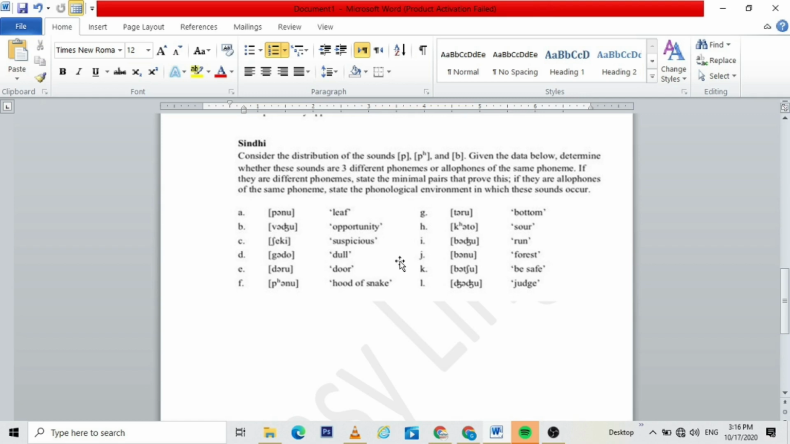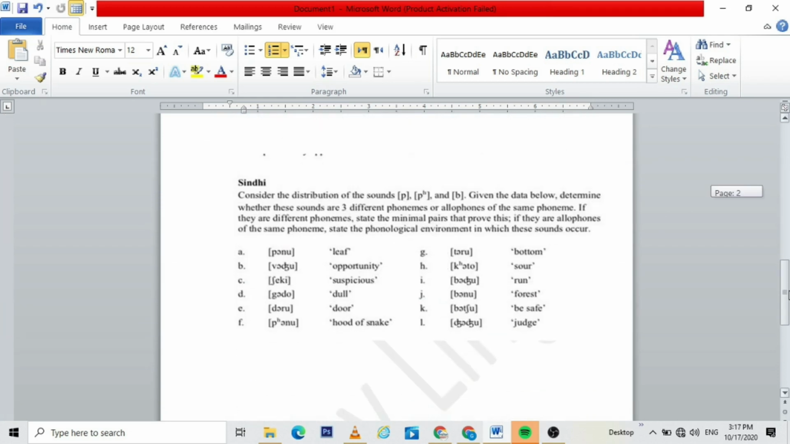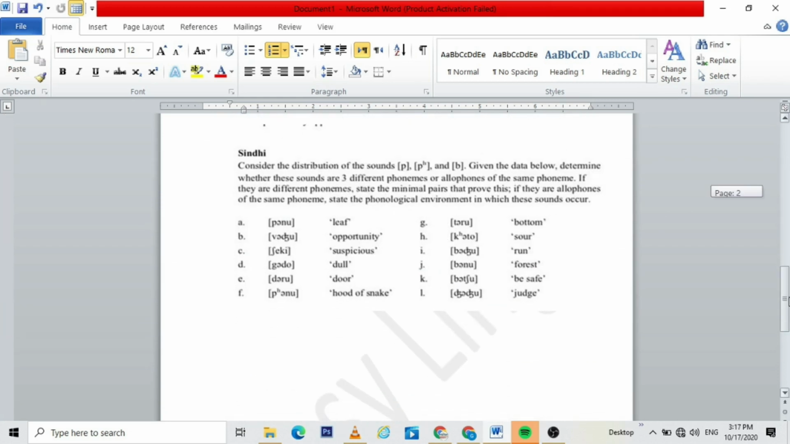So let's first look at minimal pairs. Let's look whether there are any minimal pairs within this data set. So this is step one. If you find any minimal pair within the data given, then automatically the sounds in question are two different phonemes. So we have to look for words where the difference is in just one sound, whether p or p aspirated or b, and they should occur in the same environment.